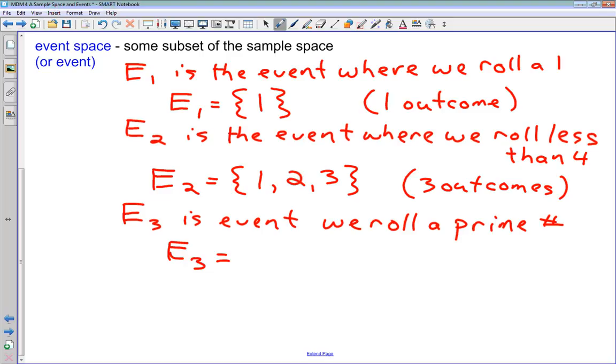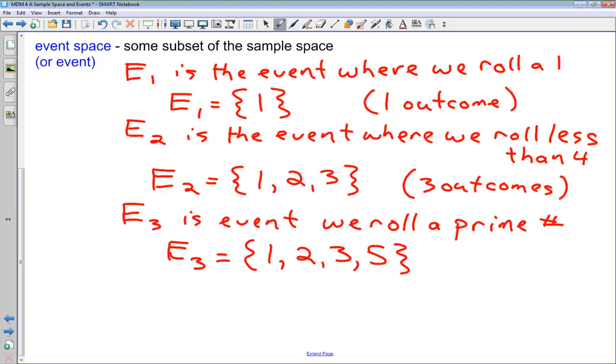So E3 is equal to, let's see, what are our prime numbers here? 1 is a prime number, 2 is a prime number, 3 is, 4 isn't, but 5 is. Prime numbers are divisible only by 1 and themselves. So we have 4 possible outcomes in our event E3. Now, of course, there are a lot of other prime numbers, but none of those other prime numbers are contained within our sample space, so they aren't possible outcomes for our event.